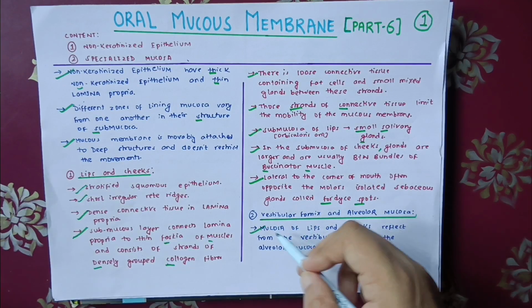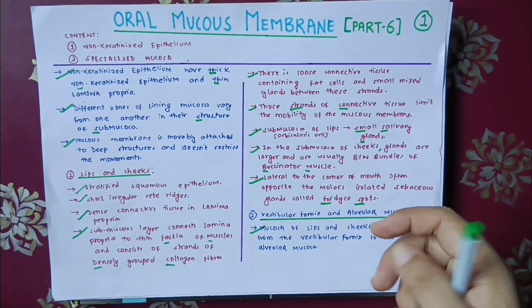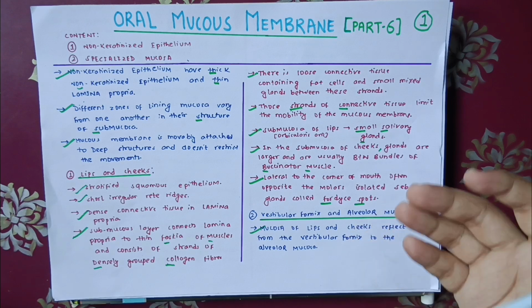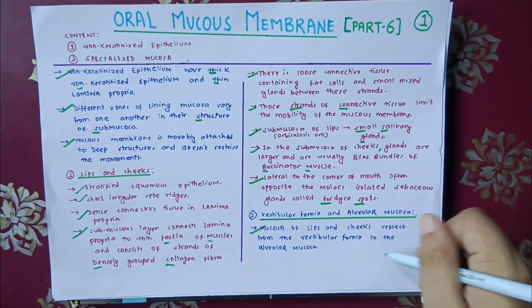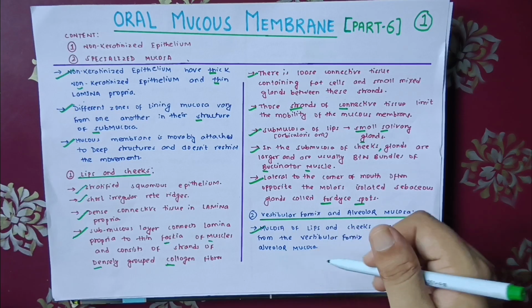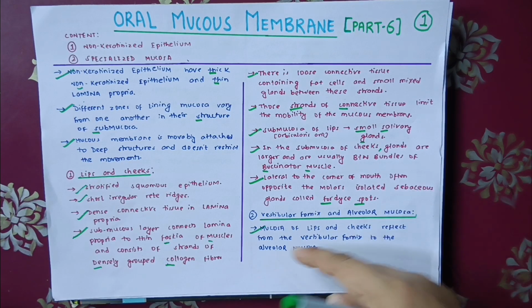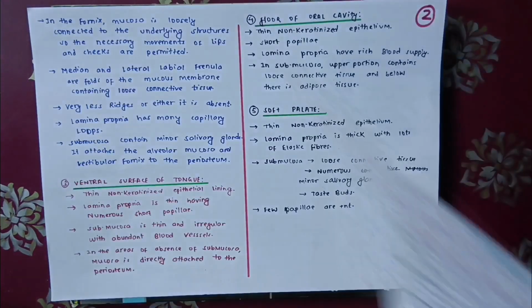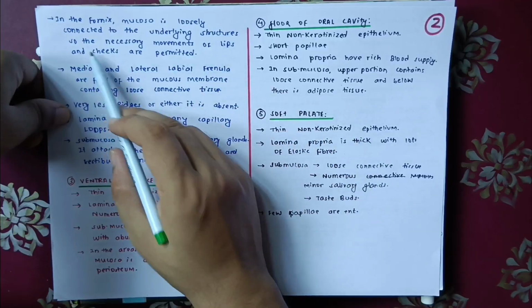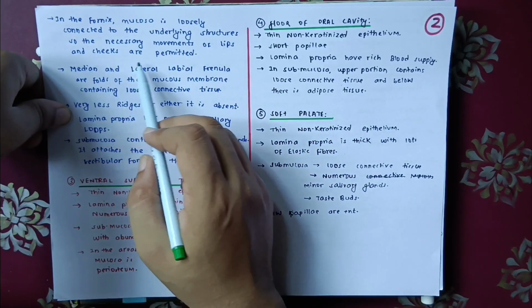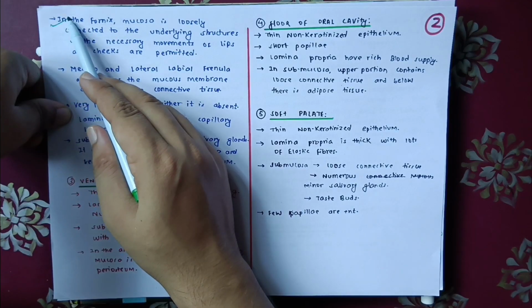So the vestibular fornix is the portion at which the mucosa of the lips and the cheek reflect and form the mucosa of the alveolar bone, that is the alveolar mucosa. After that, in the fornix, the mucosa is loosely connected to the underlying structure, so the necessary movements of the lip and the cheeks are permitted. So it is easy to understand.